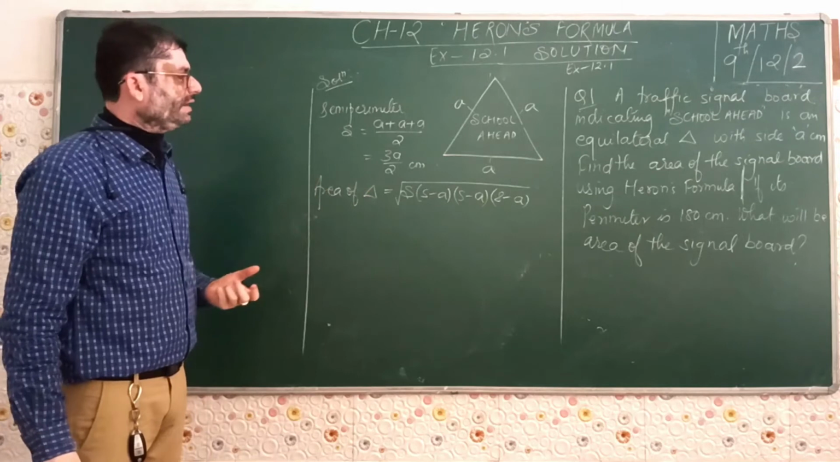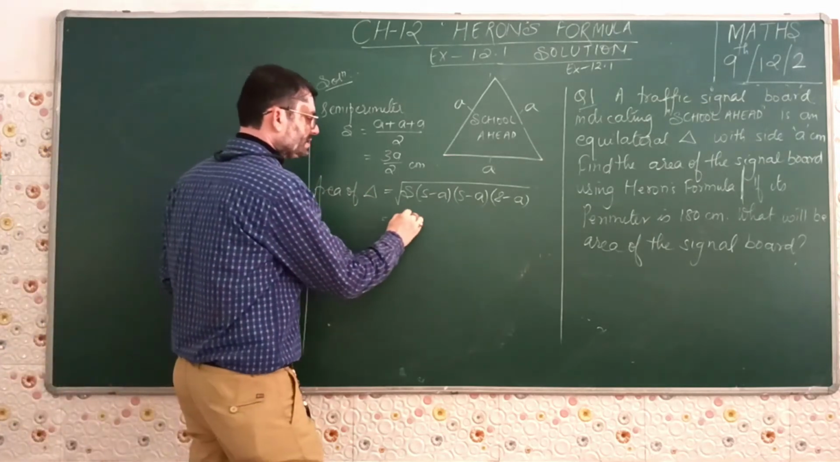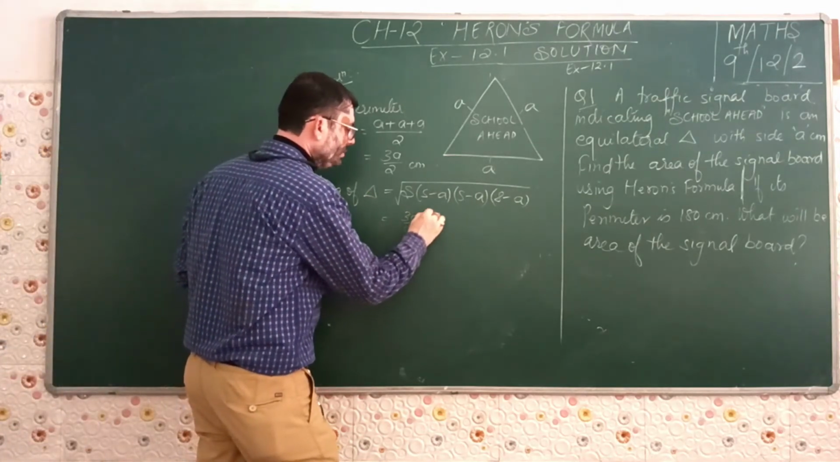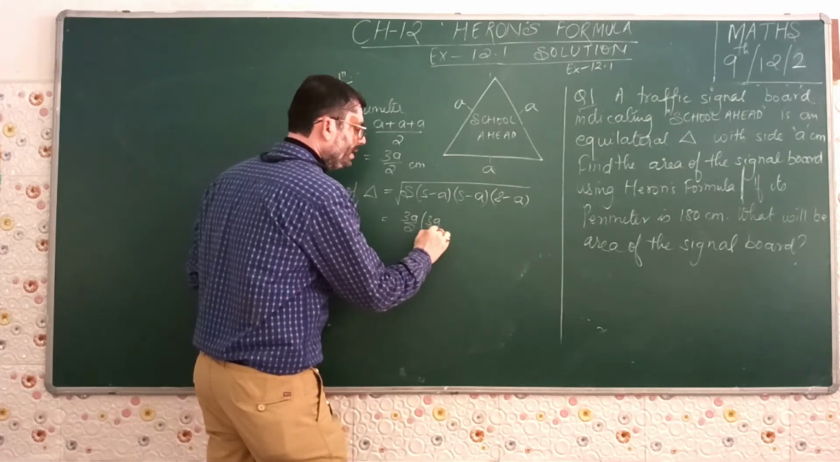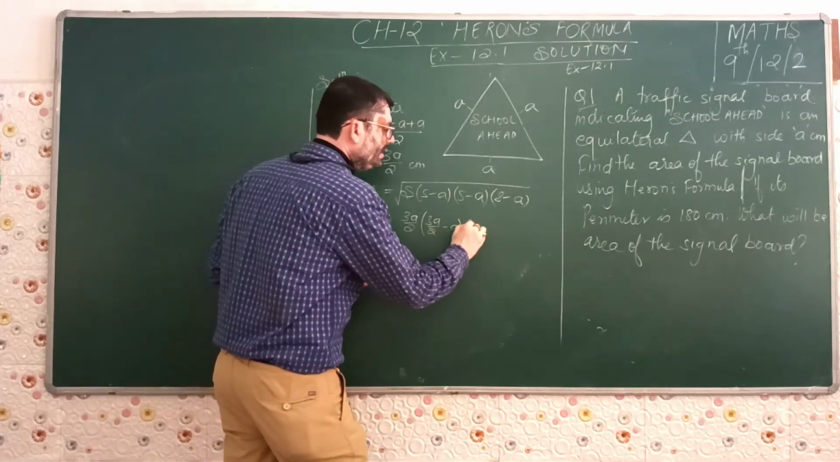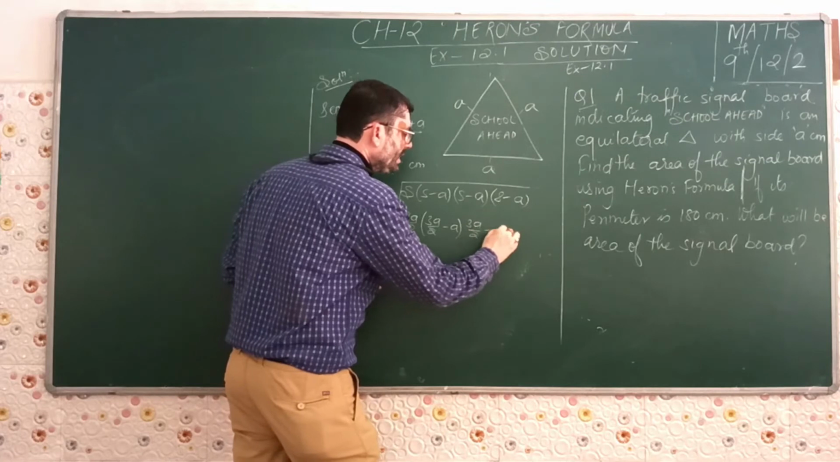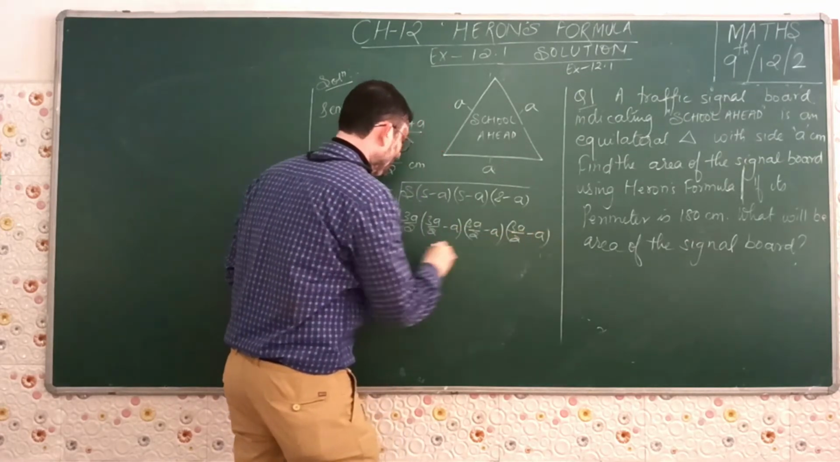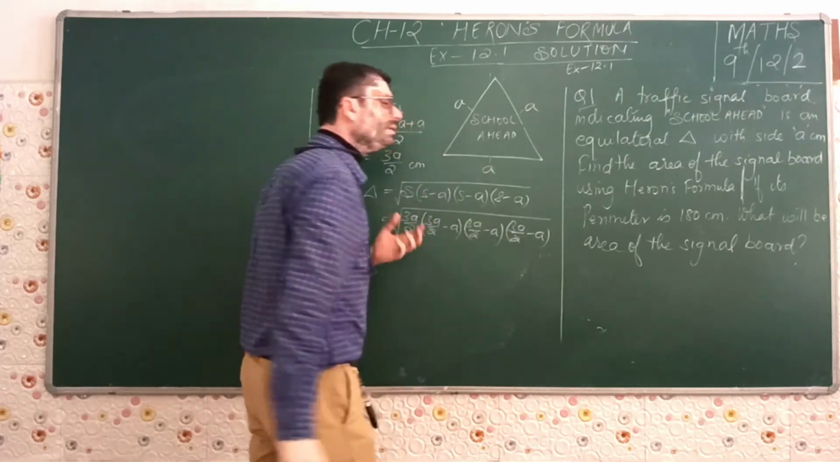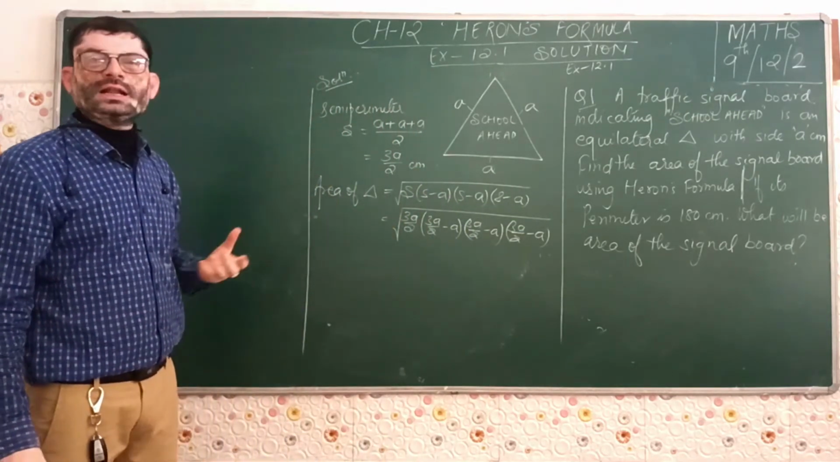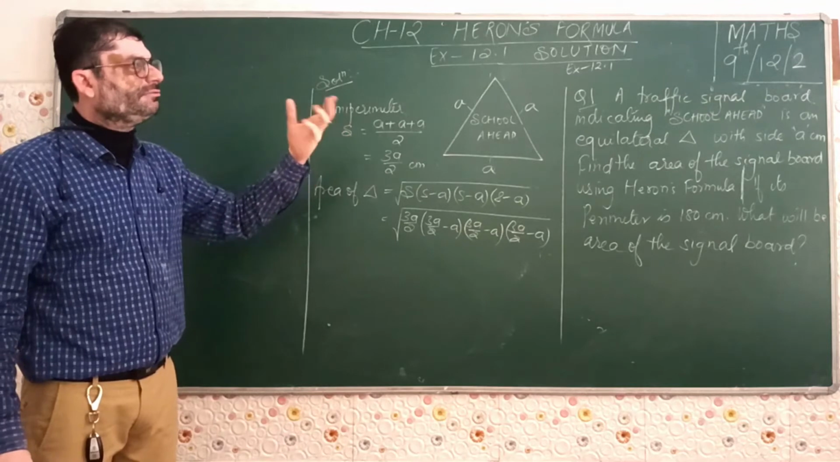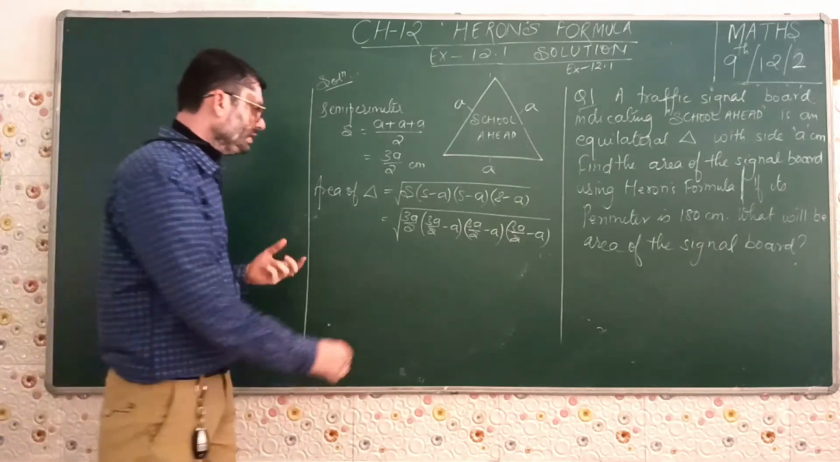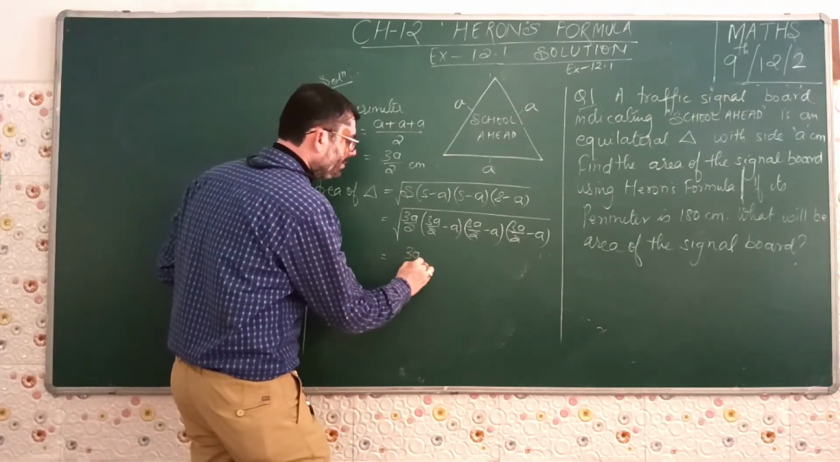Now substituting the value of S, this is 3A by 2, you have to mention 3A by 2 minus A, again 3A by 2 minus A, and again 3A by 2 minus A, completely under root. Simplifying, we'll get the area for an equilateral triangle that is required for our traffic signal board. So let us solve it. So this is 3A by 2.